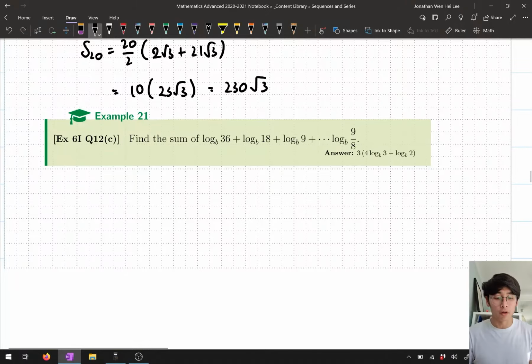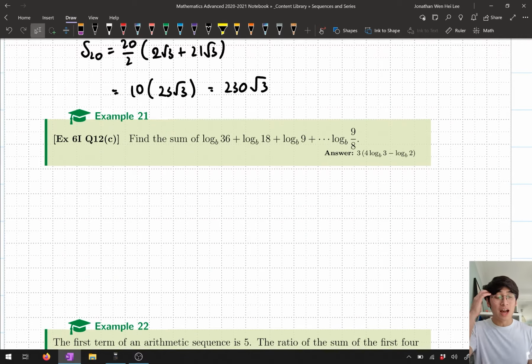Here we're dealing with logarithms, and if you remember, when we deal with logs, every time we're going to need to apply our log laws. So here we want to find the sum of the following pattern. We want to find the sum of log b 36. We don't know what the base is. Log b 18, log b 9, all the way to log b 9 over 8.